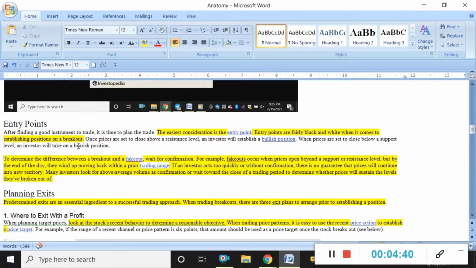The necessary consideration once we find these setups is the entry point. Entry points are fairly black and white when it comes to establishing positions on a breakout. To determine the difference between a breakout and a fakeout, wait for confirmation.